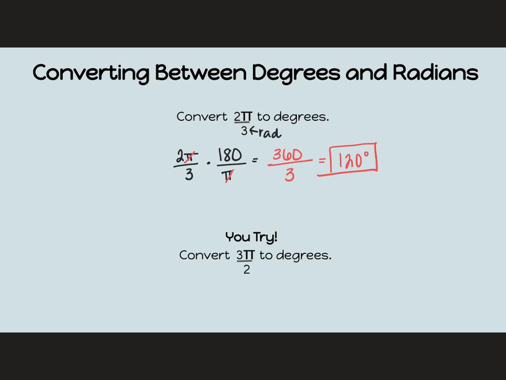When you do this one, you have 3 pi over 2. To convert to degrees, you multiply by 180 over pi. Your pi's cancel out, so those are gone. 3 times 180 is 540. 540 divided by 2 is 270, so 270 degrees.